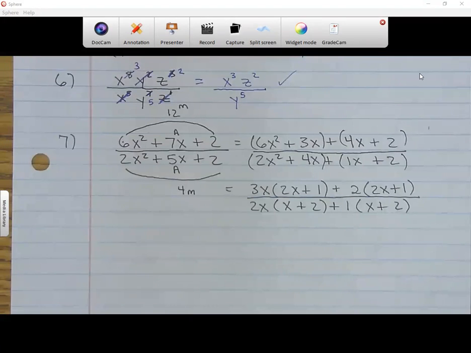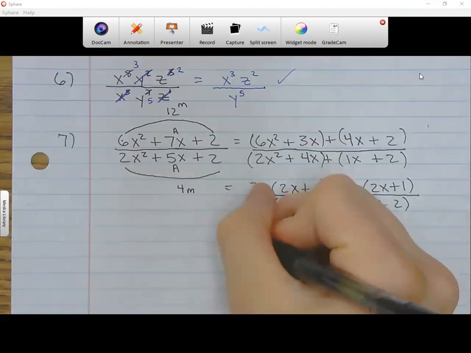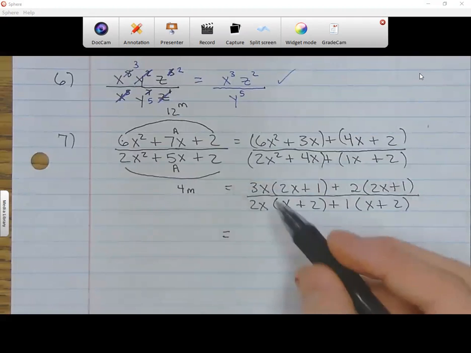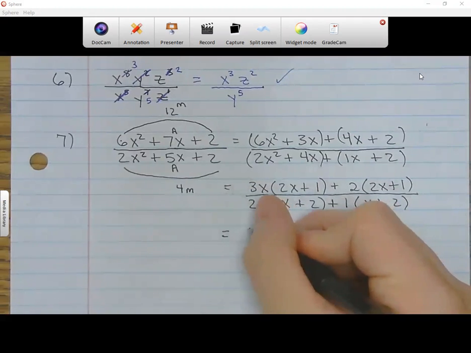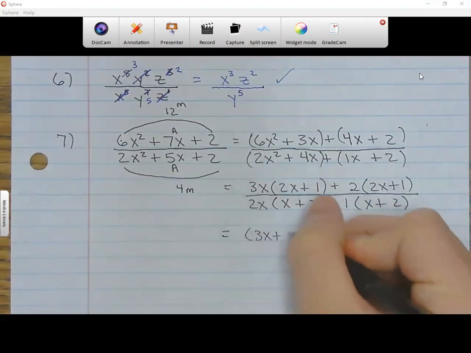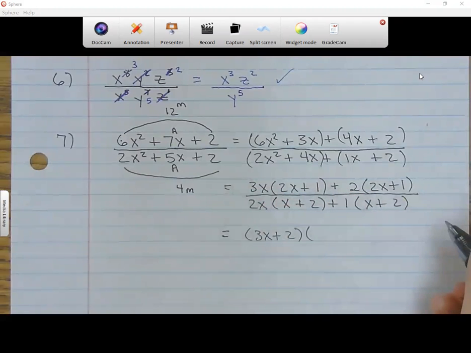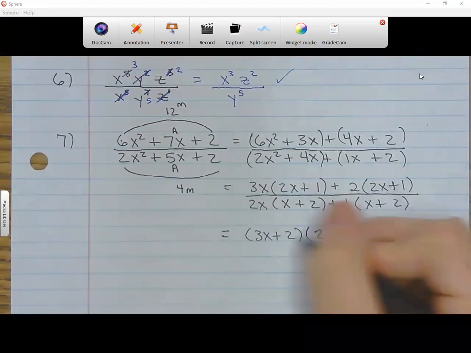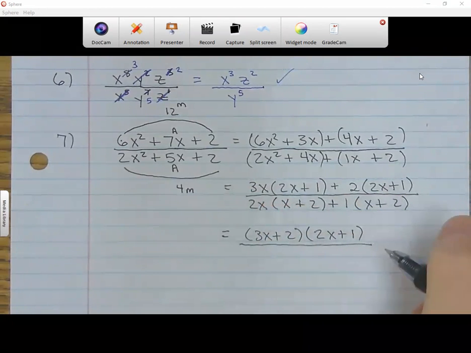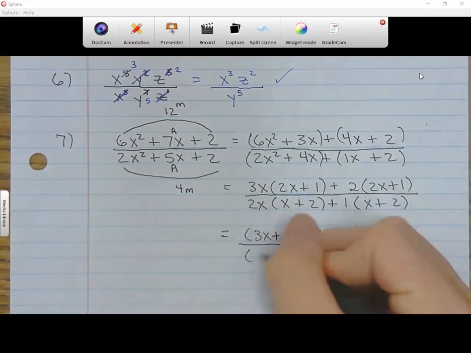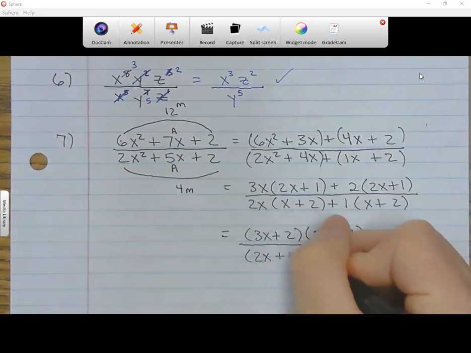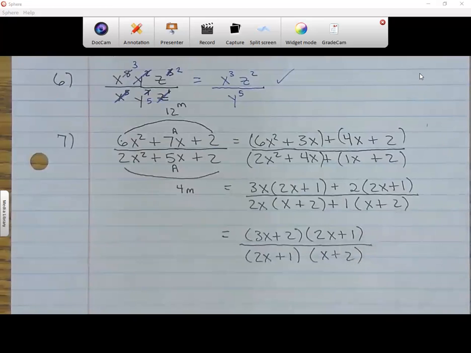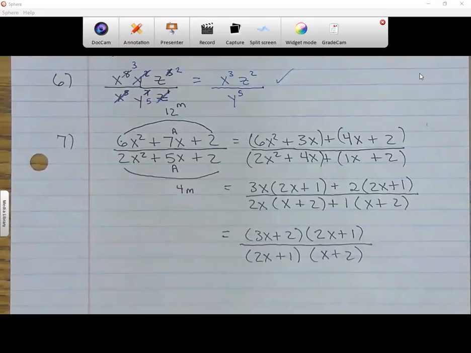Now we regroup. We take what's on the outside and we put them together. So 3x plus 2. And the inside parts were what? 2x plus 1. Okay, so I'm done with the top. The bottom is going to be 2x plus 1 and x plus 2. All right, so I can't do anything more to it.